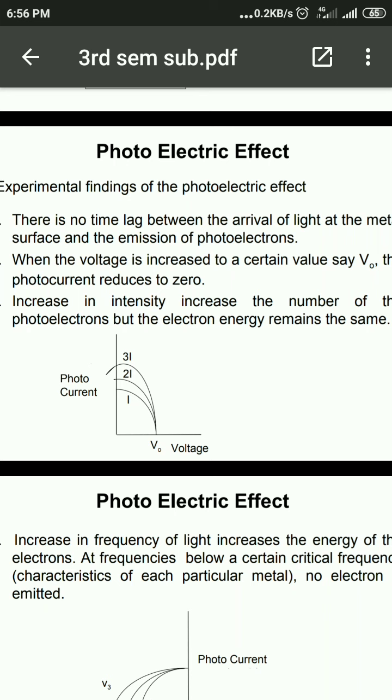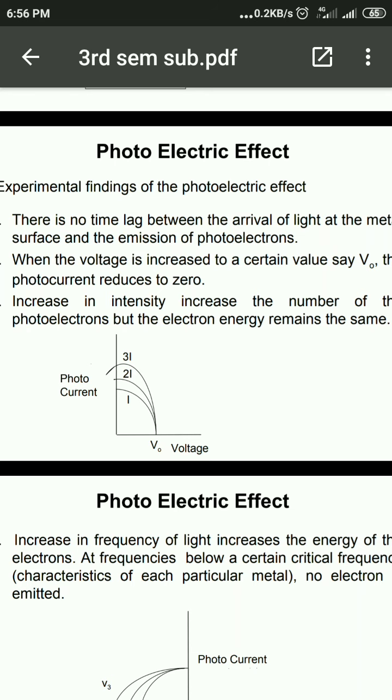Kinetic energy of the electron is not increasing. So in order to stop the electrons, we should apply stopping voltage, isn't it? So this stopping potential should be equal to that kinetic energy. So stopping potential is same for all intensity. See, V0 is same for all intensity because the energy of the electron is not changing.